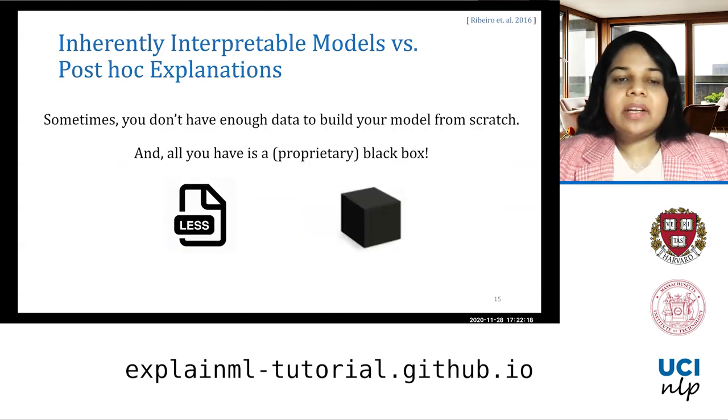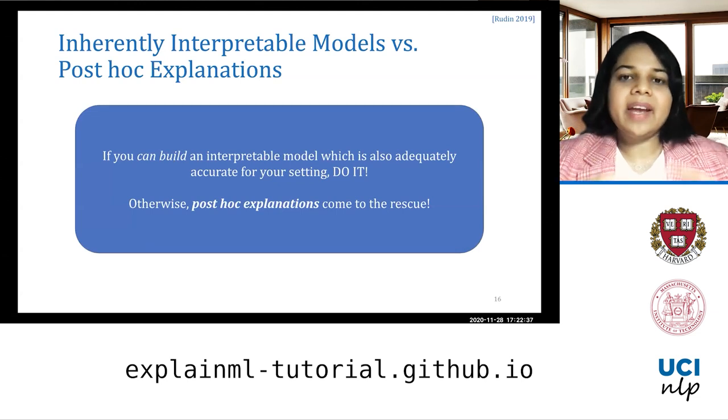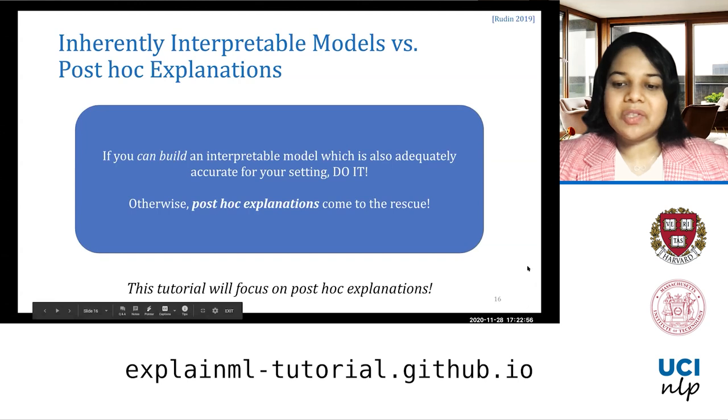Okay. And there is also this scenario where sometimes you just don't have enough data to build a model from scratch, right? All you have is that you are just stuck with a proprietary black box. And in that case also, we might want to resort to post hoc explanations because there is pretty much no other option. Now, in summary, what we would like to emphasize is that if you can build an interpretable model, which is also adequately accurate for your setting, please do it. Otherwise, post hoc explanations can come to your rescue. And this tutorial will focus on post hoc explanations.